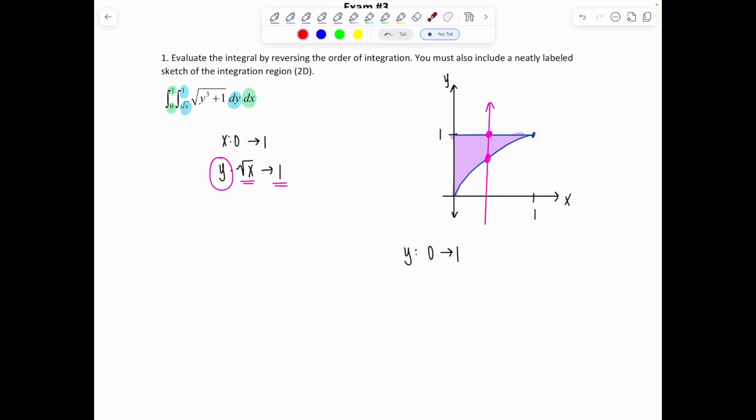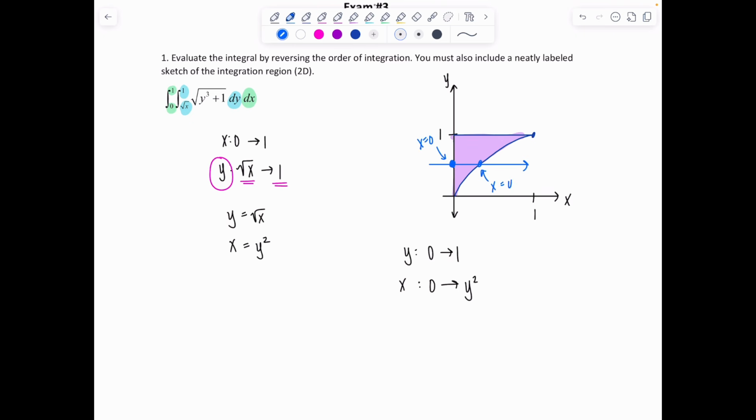And then now to figure out the limits for x, you can do the same little trick with drawing the arrow. It's just this time I'm going to draw an arrow in the x direction, you see? Okay, well, where did it hit first? That's at x equals 0. And then where does it hit second? Well, this is y equals rad x, but I need to solve for x. X is equal to y squared, okay? Enters at x equals 0, exits at x equals y squared. Are we good? Okay, now let's set up our integral.